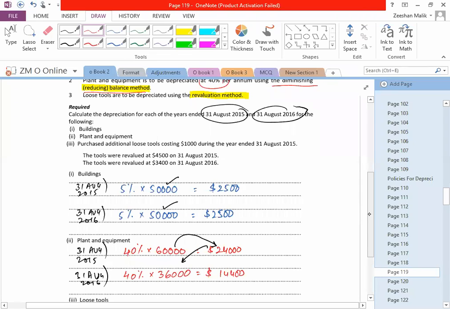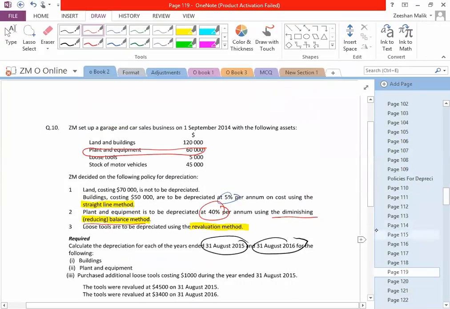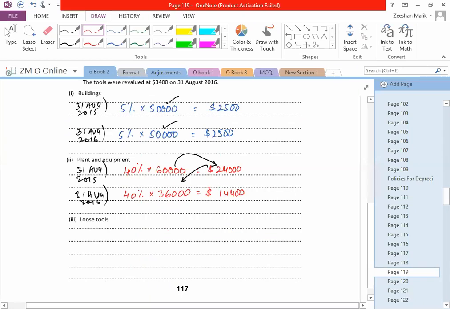So this was the reducing balance method. I hope you understand it. Let me move towards the revaluation method. We are working for the first time on a revaluation method. Let me remind you the formula to calculate depreciation under loose tools. The depreciation is the opening value of the asset plus any new purchase minus the closing value.